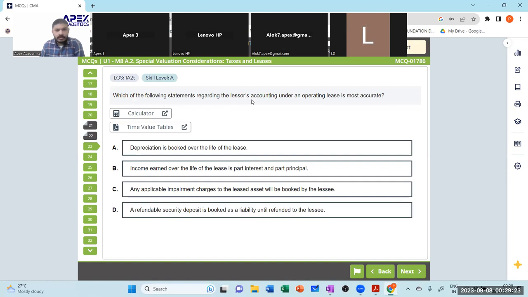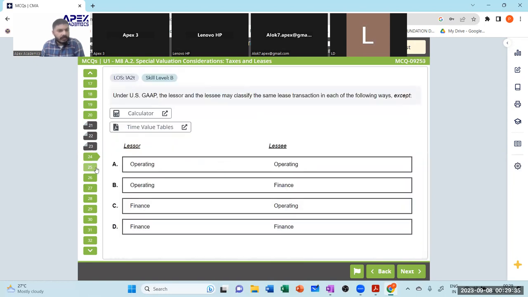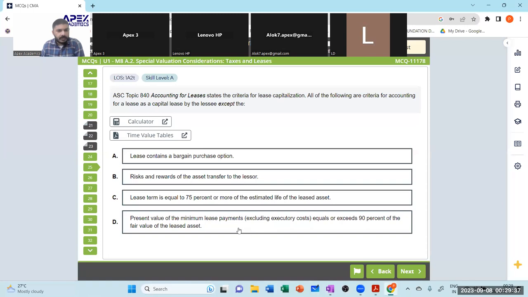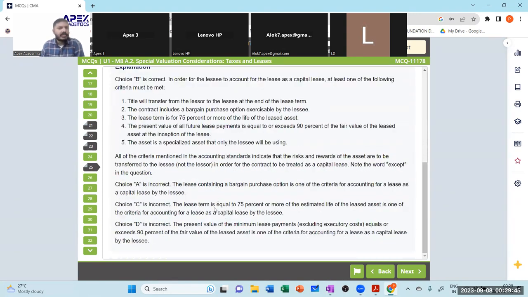Which of the following statements regarding the lessor's accounting under an operating lease is more accurate? A security deposit is good. 24, ignore 25. This should be. Sorry, what is this? All of the criteria except. Okay, this is except. Now here, this is what we have to see. Everybody pay attention to this. This is what I was looking for.